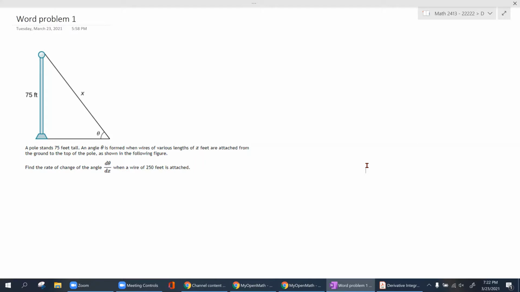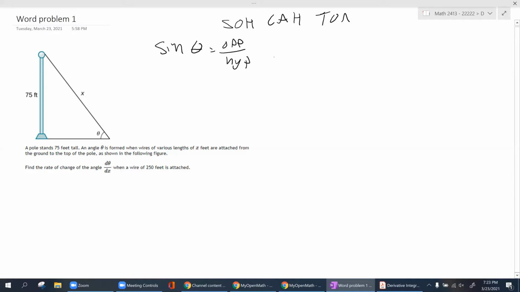So I need to set up a trig identity that uses theta and these two sides. Let's do a little blast from the past, SOHCAHTOA, where sine is opposite over hypotenuse, cosine is adjacent over hypotenuse, and tangent is opposite over adjacent.